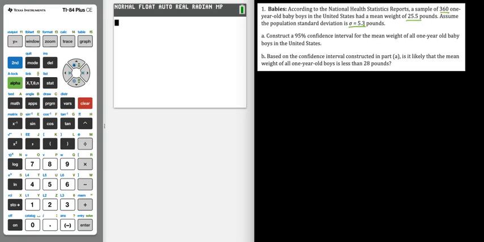Okay, so looking at what we have in this problem, we have a sample size, we have a sample mean, and we have a population standard deviation. So the fact that you're given a population standard deviation sigma tells us that the proper tool in the calculator to find the 95% confidence interval will be z-interval. So let's pull up the z-interval tool in the calculator right now.